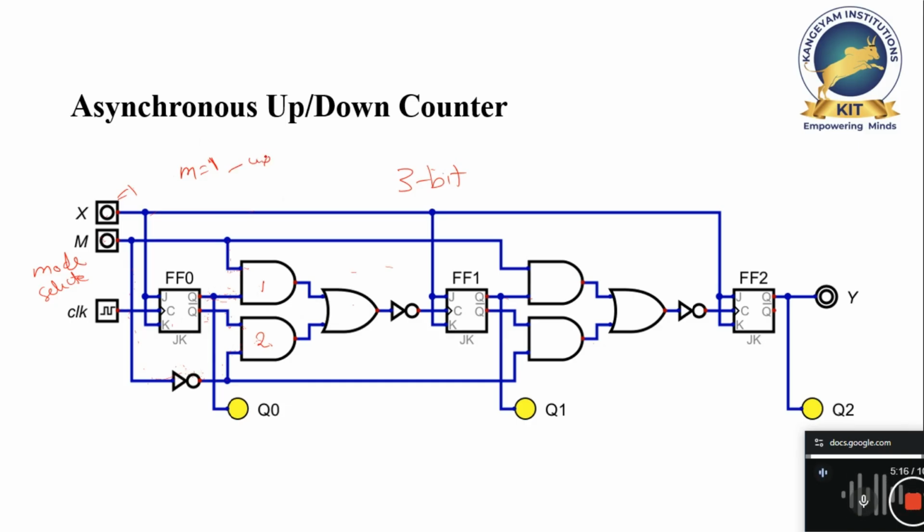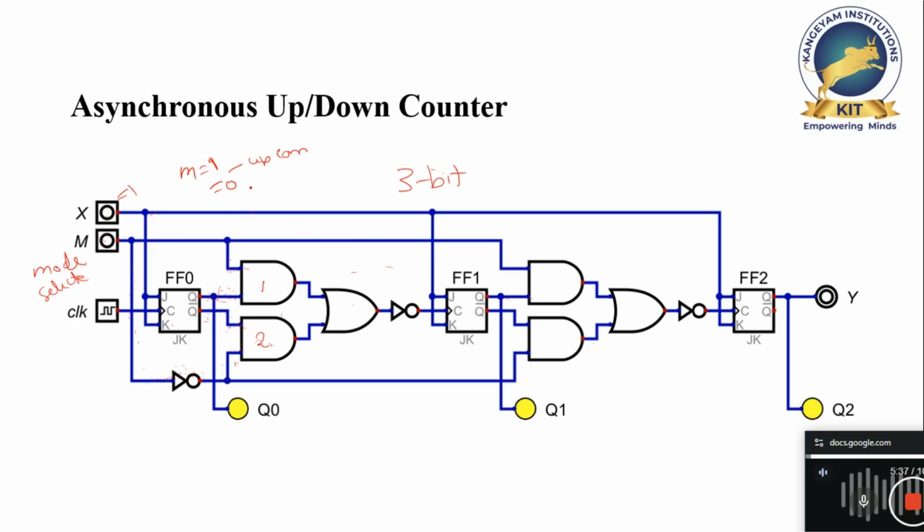When M equals 0, this part becomes inactive. That means 0 will come here. So 0 AND anything is 0, so we will be having 0 here. But in this case, you will be getting output here. That means 1 will be here. This will be active, so this will be acting as a down counter.